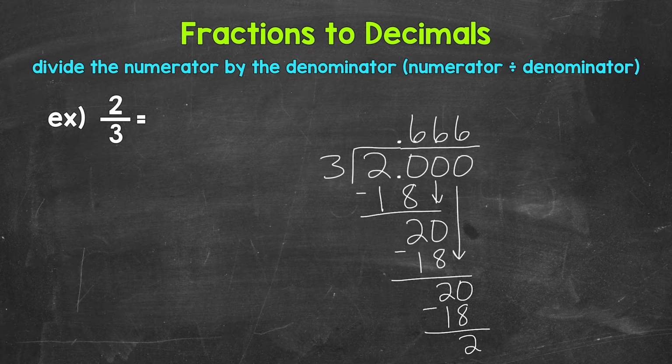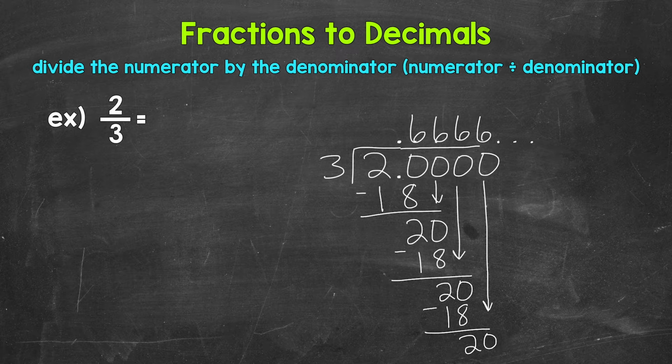And you may see that we have a pattern here. And this is going to give us a repeating decimal. We can continue to use zeros, but we're just going to keep getting the same thing. So we have 20 again, 20 divided by 3, 6 again. So this is never going to end. These 6's will go on forever. We have a repeating decimal.